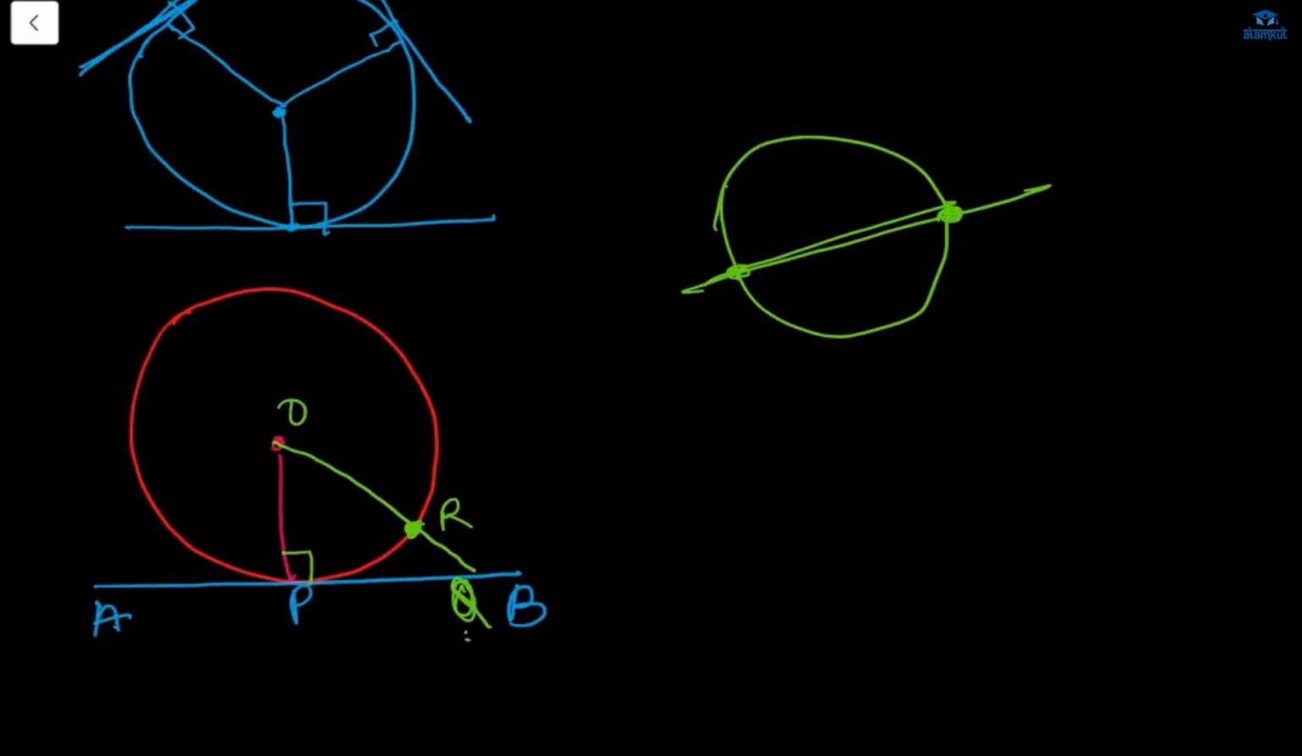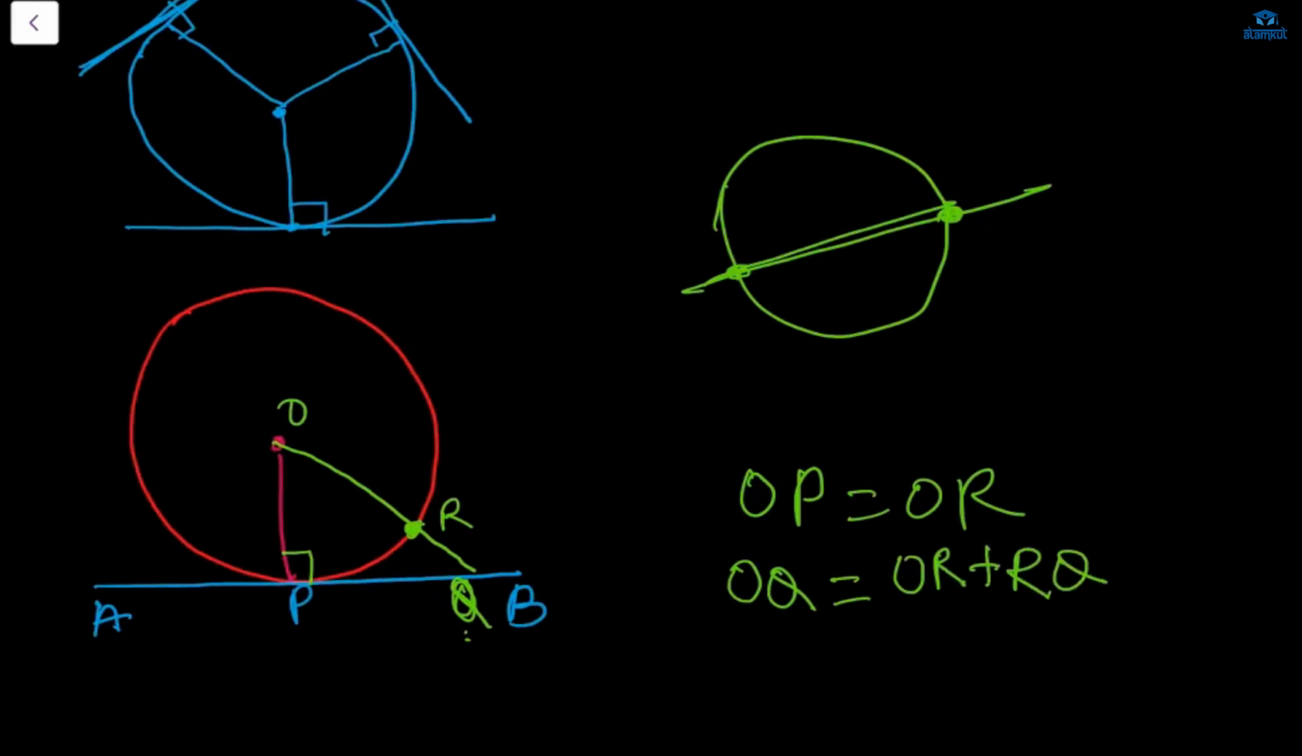So somewhere this line is touching the circle, and it is touching at R. So OP is equal to OR, because both are radii of the circle. Yes or no? OP and OR are the radius of the circle. Now, if you are talking about OQ, we can write OQ will be equal to OR plus RQ.